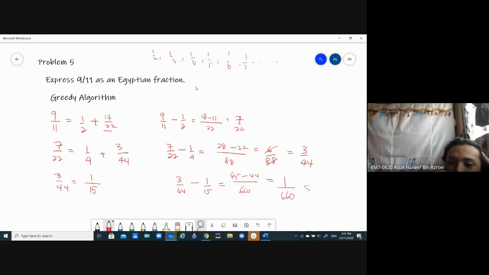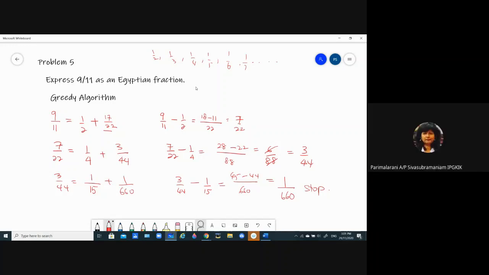Unit fraction, right? So we can stop here. So this is 1 over 660. Sometimes you will see some large numbers, especially the last fraction. So therefore, 9 over 11 is equal to 1 over 2 plus 1 over 4 plus 1 over 15 plus 1 over 660. All unit fractions here. This is how they write it out.